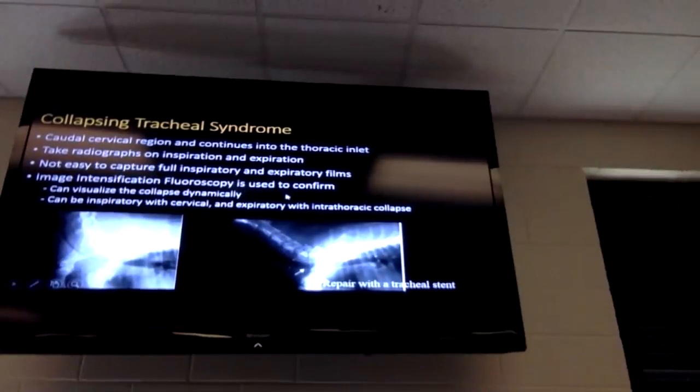And sometimes there is a tracheal collapse and you cannot catch it on the radiographic images. And it happens in the dynamic tracheal collapse cases. So then you need image intensification fluoroscopy to identify the dynamic tracheal collapse. So we are purchasing a new machine, the fluoroscopy machine. So hopefully by spring it should be functional, or maybe even during fall.